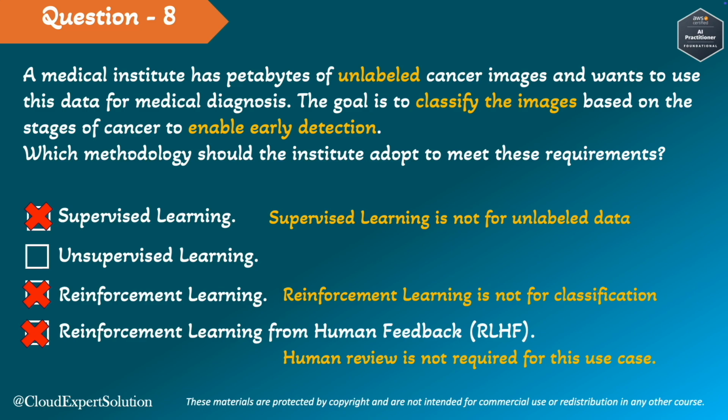The only option is unsupervised learning, and unsupervised learning is used to find patterns or groupings in data without labeled outcomes. Since the institute has petabytes of unlabeled medical data, unsupervised learning methods like clustering or K-means clustering can be used to classify cancer images into cancer stages based on similarities in the data. This approach helps in identifying natural groupings within the data, which can then be used for early detection. Hence, the correct option is unsupervised learning.